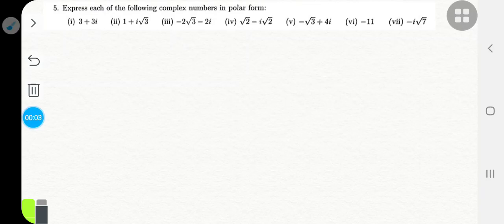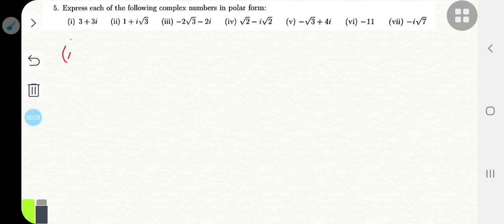Welcome back, guys. This is just a continuation of the polar form of complex numbers from the previous video. Now we'll do some applications of how we can convert the rectangular form into polar form. I'll start with part 1.